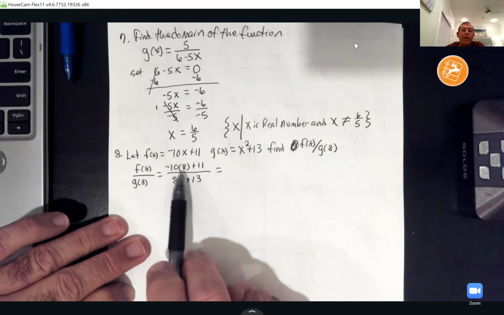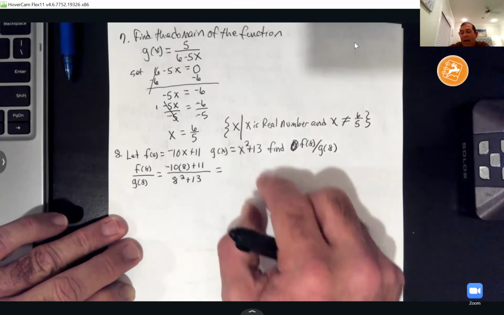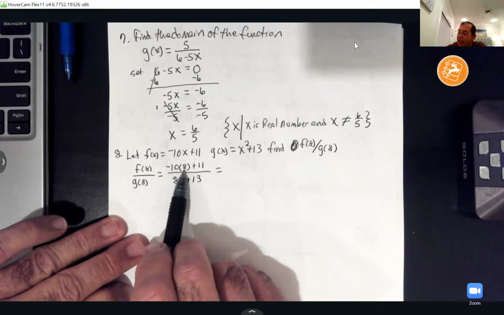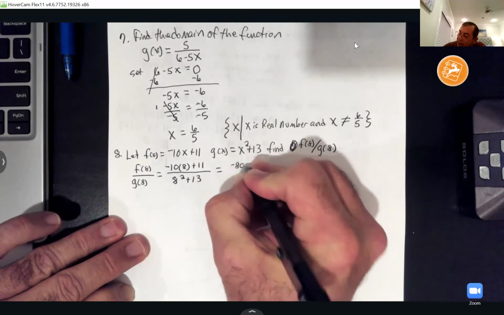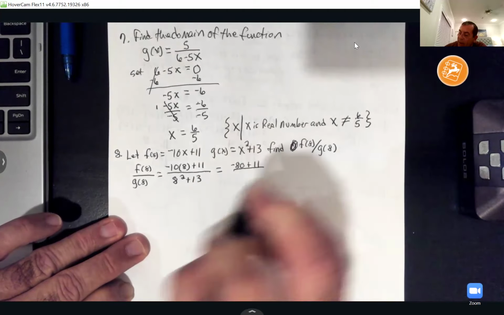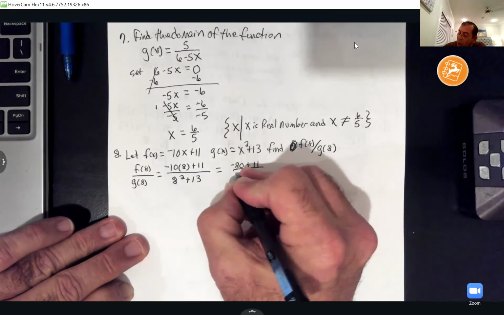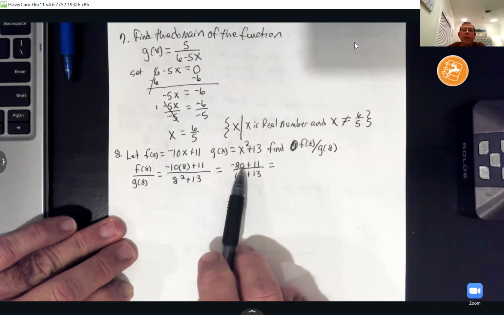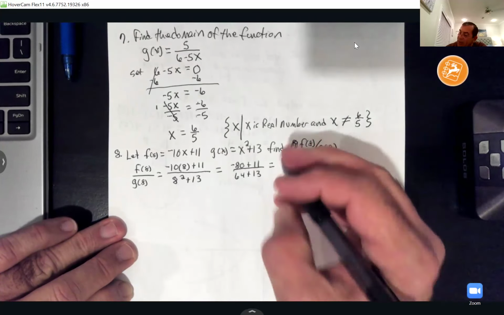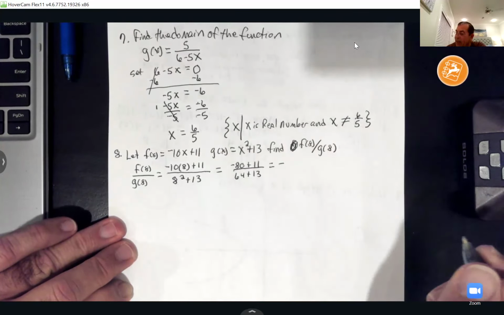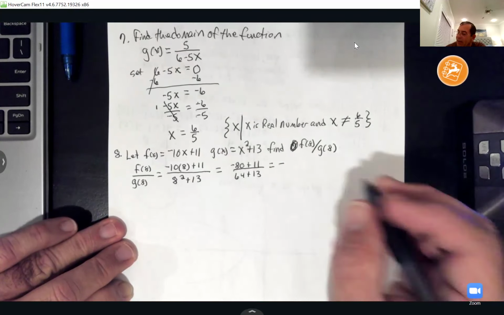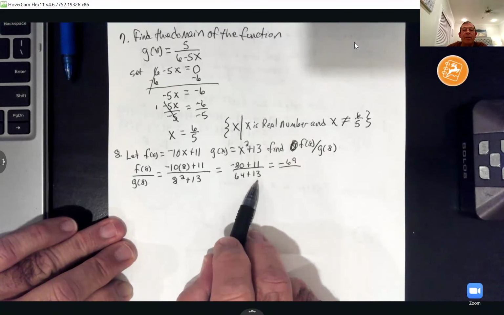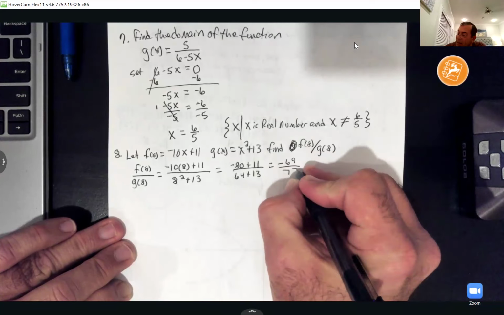All right, so now it's just work the top, work the bottom, and then my final step, I'll try to reduce that if I can. So on top, multiply first. Negative 10 times 8 is negative 80 plus 11. 8 squared is 64 plus 13. All right, let's see what we get here. Negative 80 plus 11, that's going to be a negative, let's see. Looks like 69. On bottom, 64 plus 13 is 77.